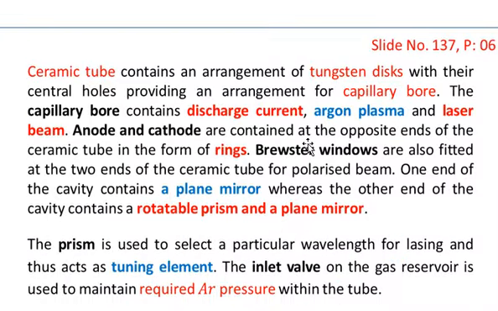Anode and cathode are contained at the opposite ends of the ceramic tube in the form of rings. Brewster windows are also fitted at the two ends of the ceramic tube for polarized beam. One end of the cavity contains a plane mirror, whereas the other end of the cavity contains a rotatable prism and a plane mirror, which I have explained earlier.